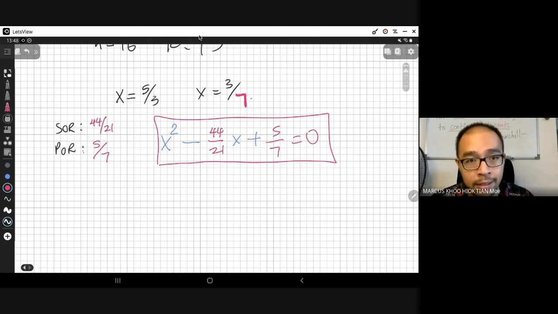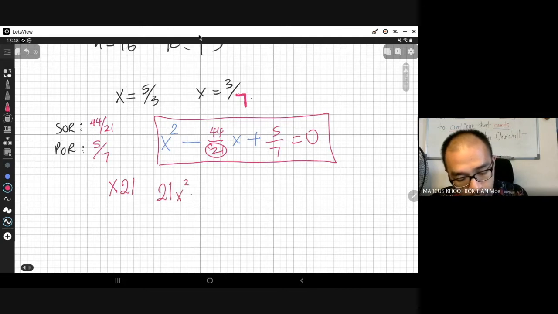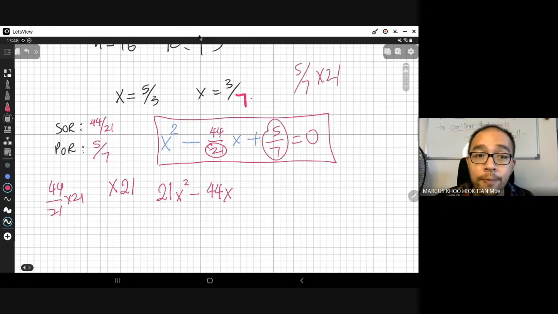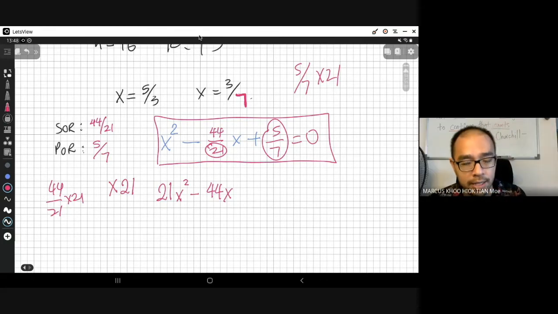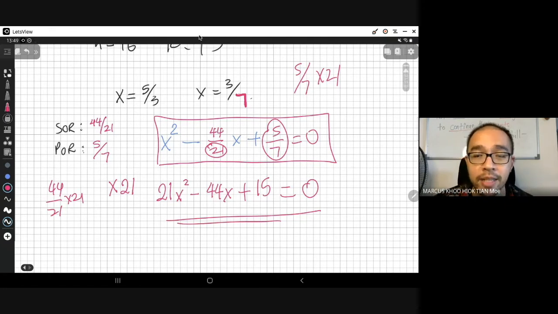So kita hilangkan yang pembawah itu dengan mendarab, we multiply with the bigger number. Okay, jangan darab dengan 7. Okay, kita darab dengan 21. So what we will get is 21x squared minus 44x. Okay, kalau kau tekan 44 over 21 times 21, you akan dapat 44 lah. Okay, how about this? 5 over 7 times 21, how much will you get? Coba tekan. 15. Oh, 15. Yeah, okay, you will get 15. Okay, equals to 0. Cantik sudah kamu punya quadratic equation kan, one baris. Tiadalah pecahan-pecahan yang bikin susah hati itu.